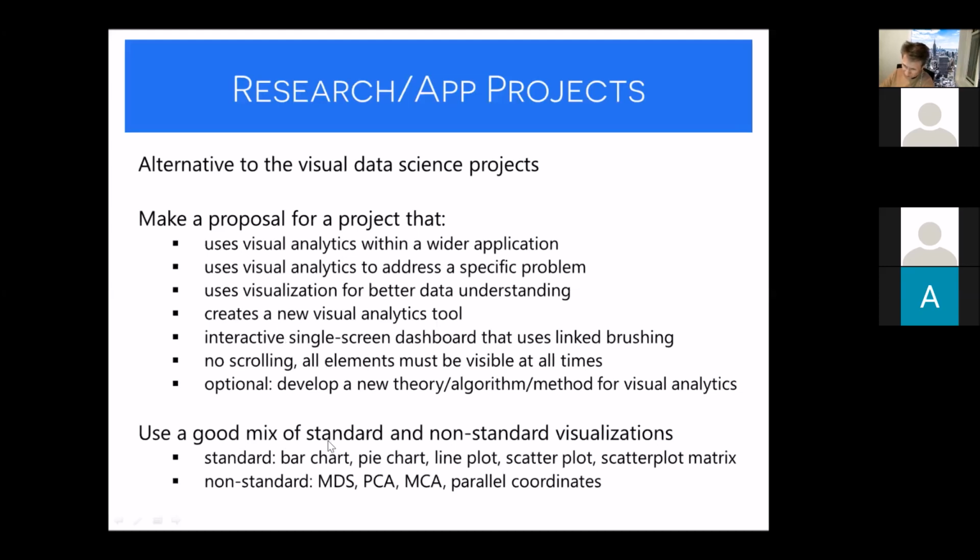And what I also want is a good mix of standard and non-standard visualizations. Don't just have bar charts, pie charts, line plots, scatter plots, and so on. Also include something that is not so conventional, okay? Like an MDS plot, PCA plot, MCA plot, multiple correspondence analysis, parallel coordinates. Have a mix of it, okay? Don't use only bar charts, because otherwise, what have you learned, right? You have not learned anything, because you're not using any high-dimensional data visualization techniques. I want you to use at least one or two of these and put them in your dashboard, right?